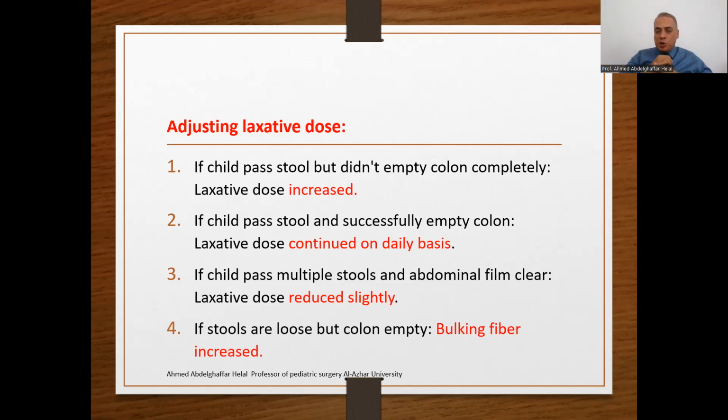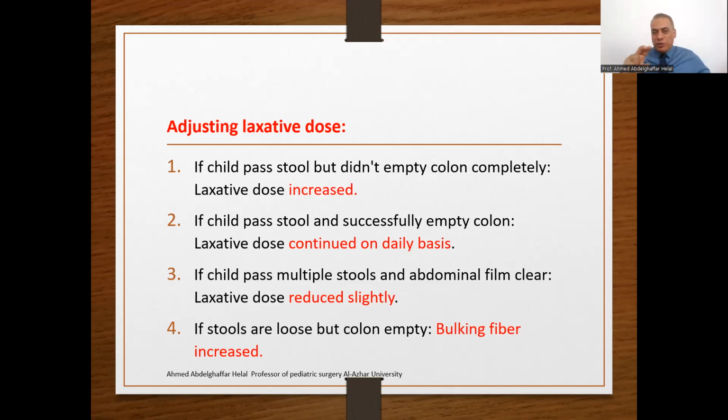If the child passes stool but didn't empty the colon completely, confirmed by the radiograph, there is still stool in the colon, we may need the laxative dose to be increased. If the child passes stool and successfully empties the colon, the laxative dose is continued on a daily basis. Continue this dose on a daily basis. If the child passes multiple stools and the abdominal film is clear, the laxative dose is reduced slightly. If the stools are loose but the colon is empty, bulking fibers are increased. We need to increase the bulking fiber to help the laxative.